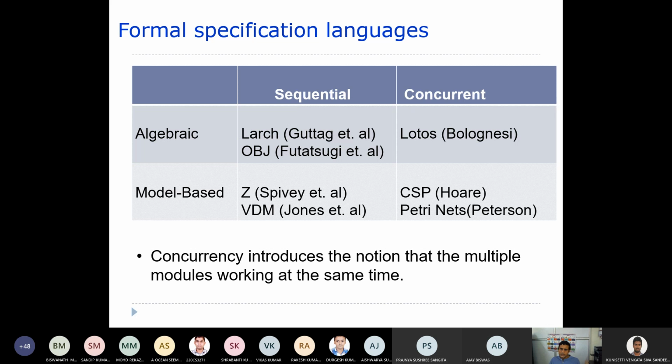So for this sort of system, there are various techniques available. There is Larch and OBJ for the sequential system, and there is LOTOS for concurrent systems. Similarly, under model based, there is Z, there is VDM, and there is CSP, and there are Petri nets. So out of all of these.